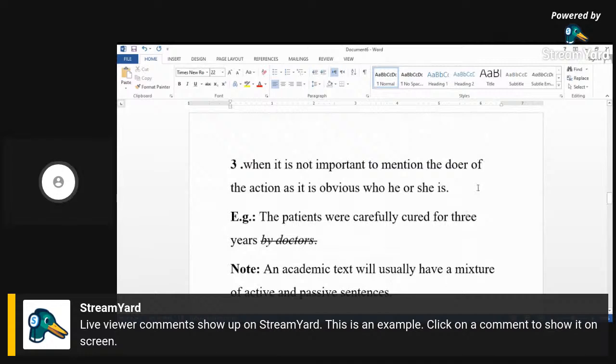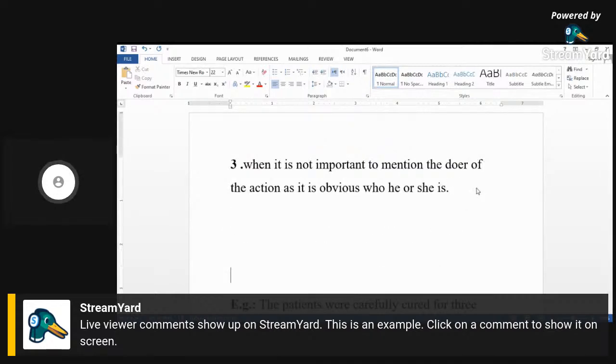The third usage of the passive voice is that when it is not important to mention the doer of the action as it's obvious who he or she is.